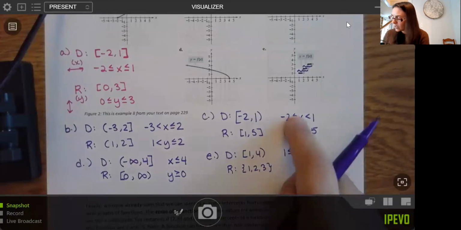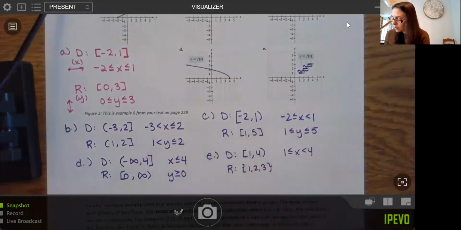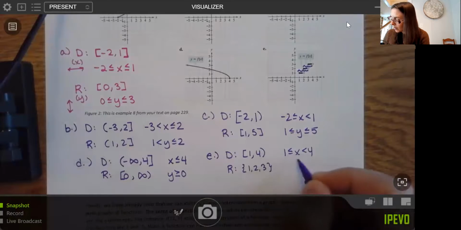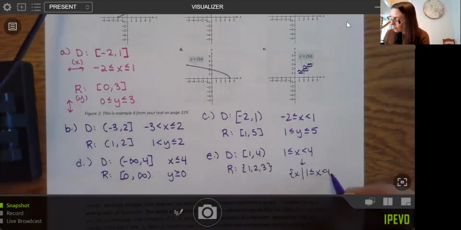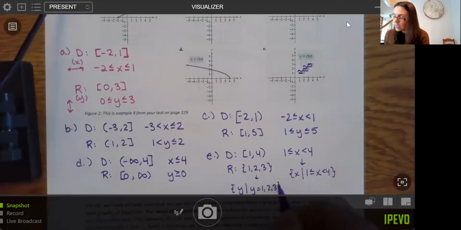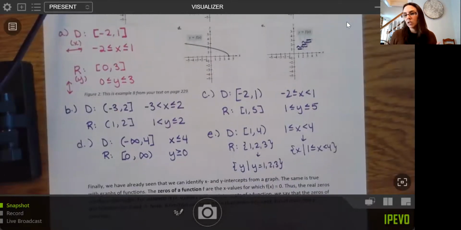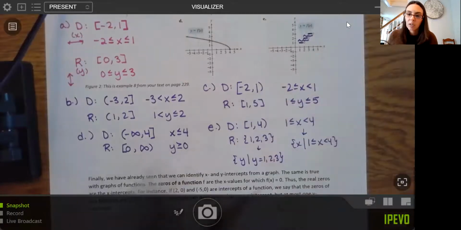Now for the other ones, I'm just kind of using the more informal set notation, but do remember that for any of these, you can be a little bit more formal. So here, I could write this as the set of x such that 1 is less than or equal to x is less than 4. This can be written as the set of y such that y is equal to 1, 2, or 3. So if you see that more formal notation in your text, you can use that too. I'm just doing the more informal notation for set notation here.